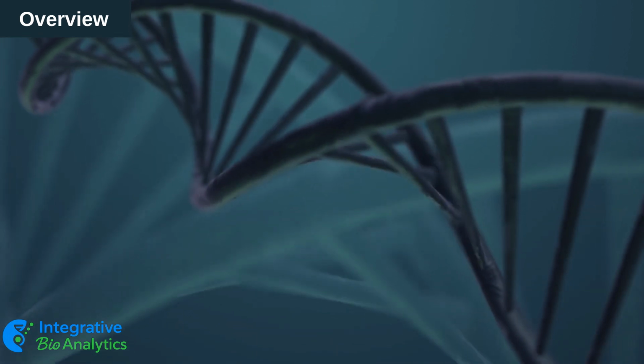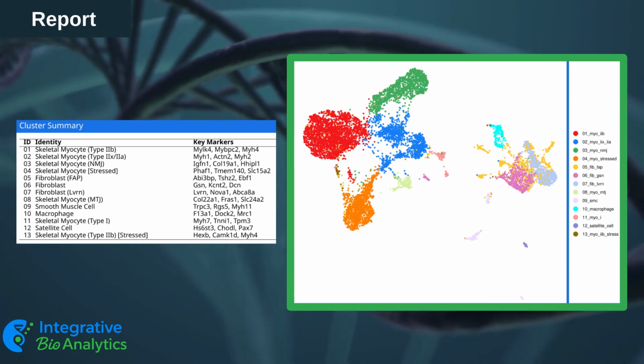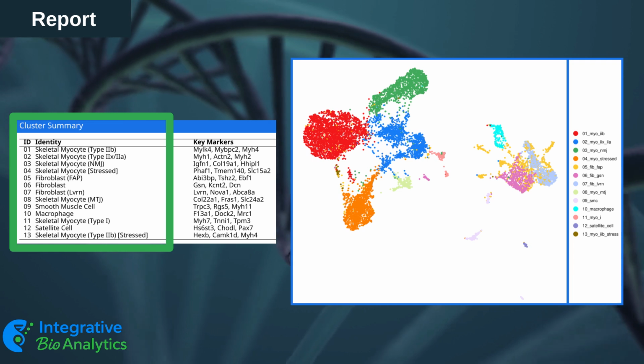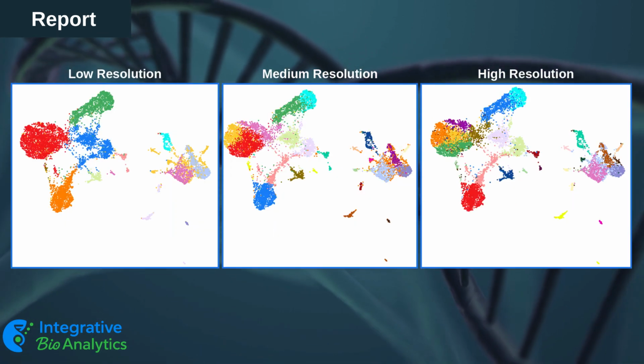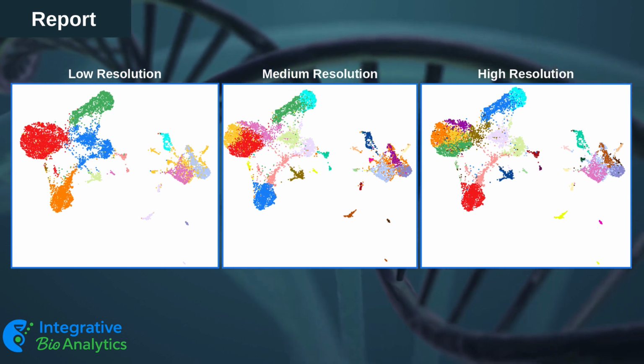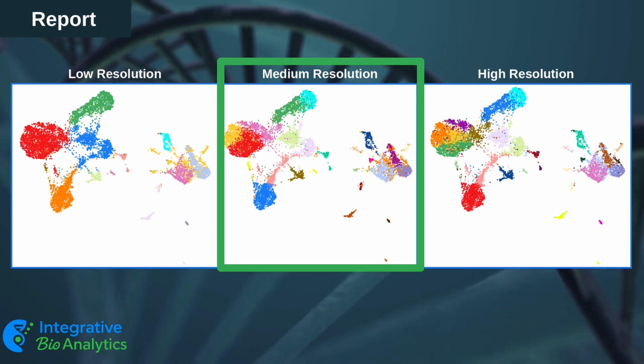Let's begin with the cluster report. You will see a UMAP for each resolution, the automatic cell type labels we assigned, and the key marker genes. Choose the resolution that identifies all your relevant cell clusters, even if there are redundant populations. We will merge these later.